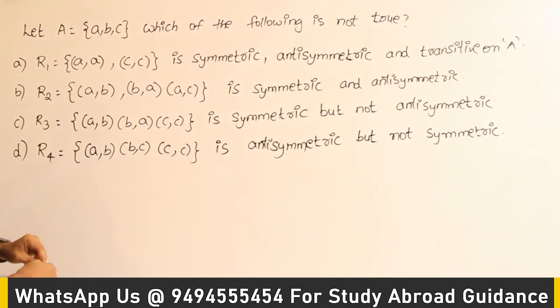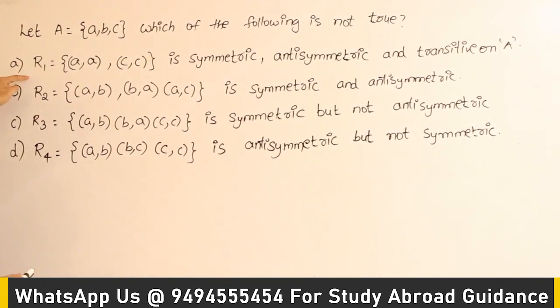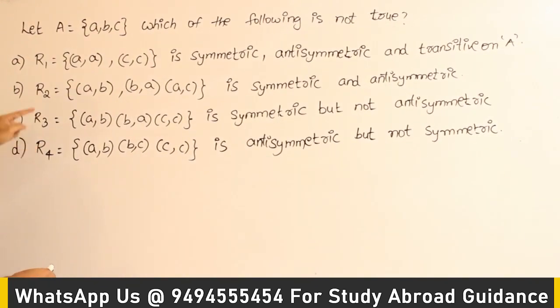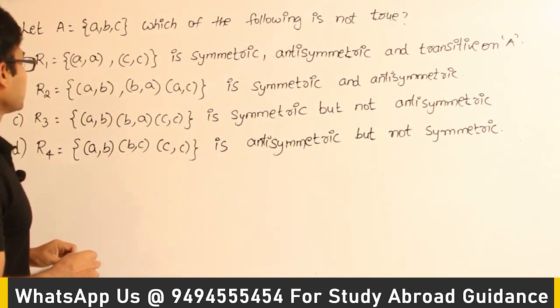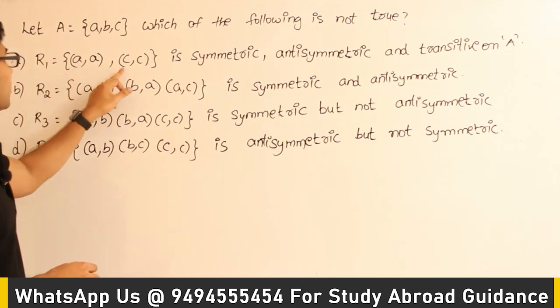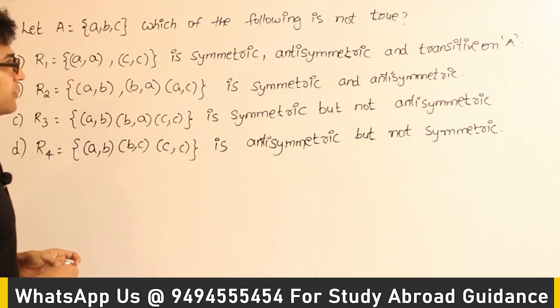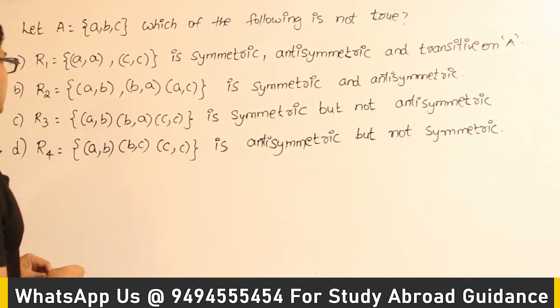two ordered pairs, and one more thing, all these relations R1, R2, R3 and R4 are taken from the set A, which means they are subsets of A cross A, right? So they are saying that (a,a), (c,c) is symmetric, anti-symmetric and transitive on A. Is it true or false? That is what they are asking.